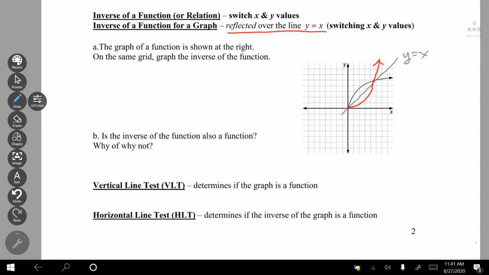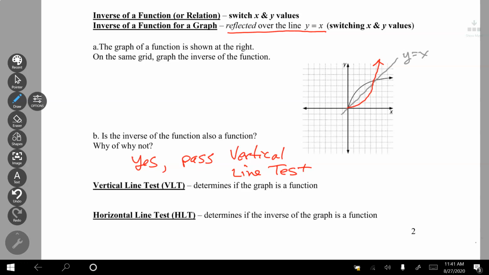So I know the original one in black is a function. Is that new one I drew in red a function? The answer is yes, because it does pass the vertical line test that you learned in Algebra 1 a long time ago: if you pass a vertical line test, it's a function.